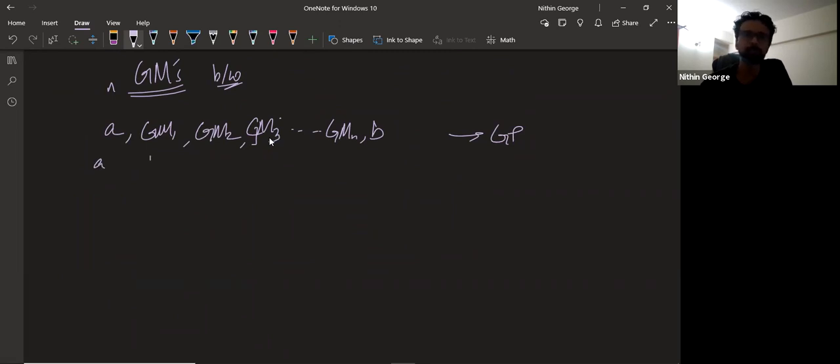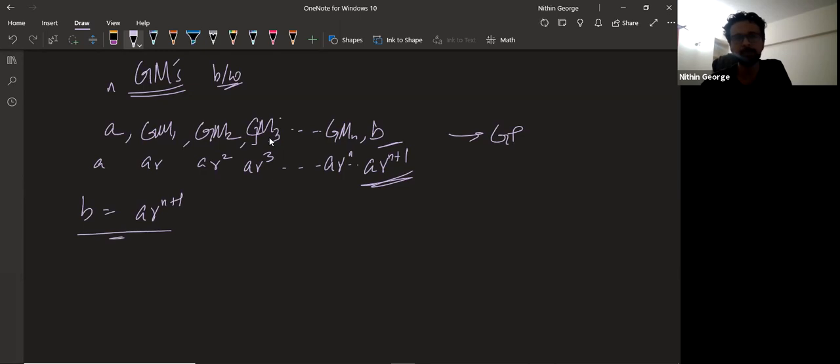So similar to that other case, you imagine it like this: AR square, AR cube, all the way up till AR per N. Then B, instead of that, it will be AR per N plus 1. So basically, this is what you're equating. AR per N plus 1 is B. Okay, from this, you can easily find R. R will be N plus 1th root of B by A.